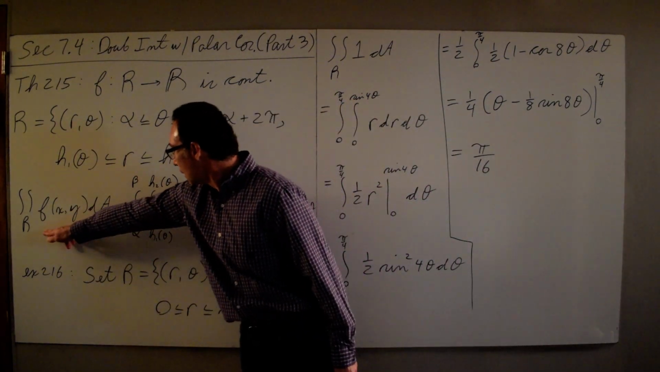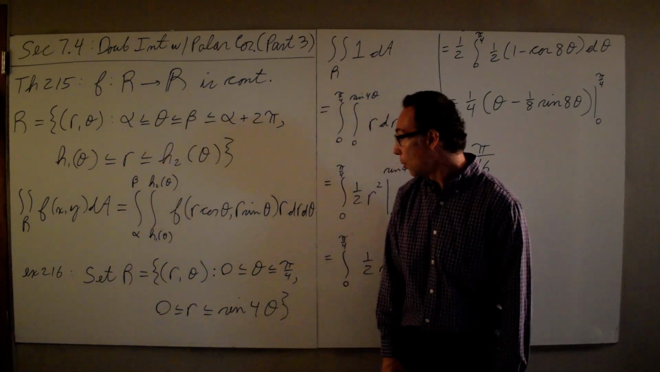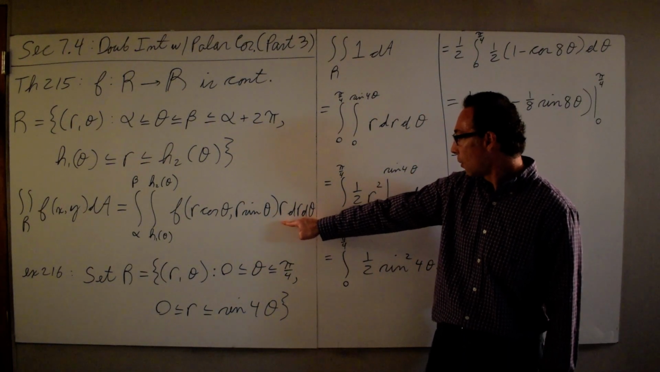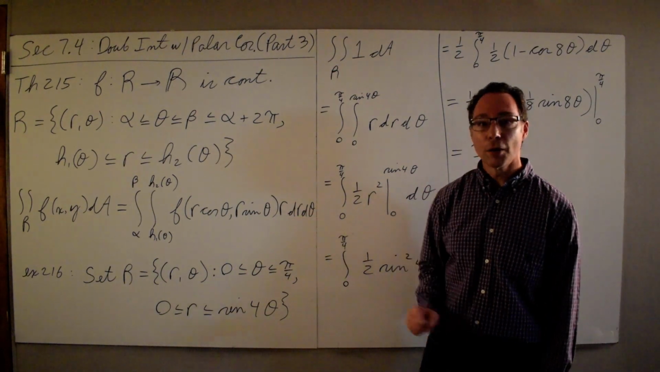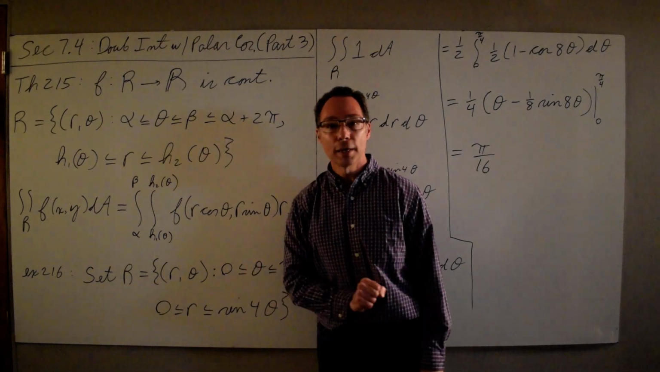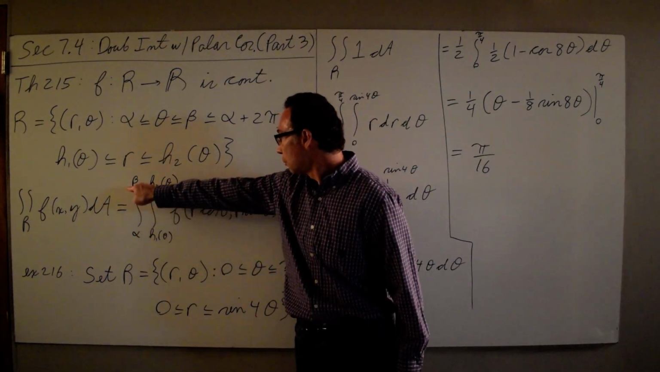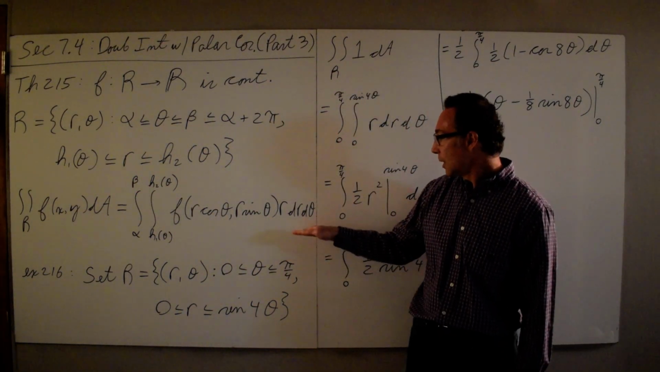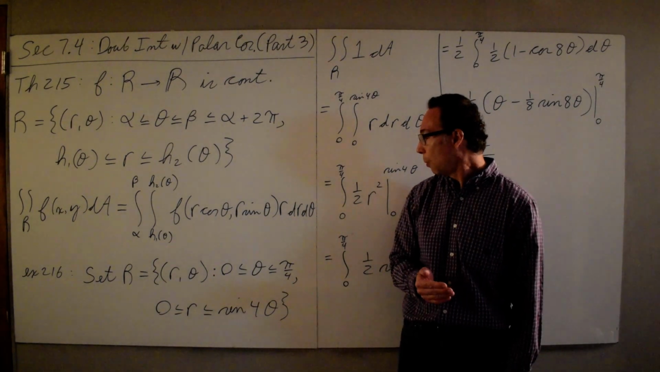In this case, integrating over the region, f of x, y, dA is similar to what it was before. We have f of r cosine theta, r sine theta, r dr d theta. That's what we're integrating. The r limits of integration, however, now go from h1 of theta to h2 of theta instead of simply from a to b. Theta still ranges from alpha to beta. So this is similar to a type 1 or type 2 region in rectangular coordinates, except we're using polar coordinates here.